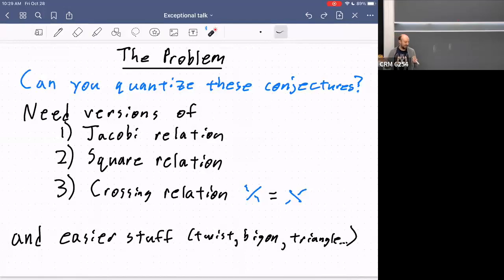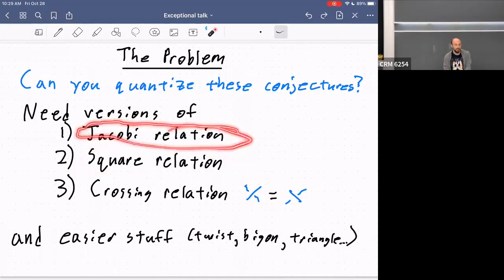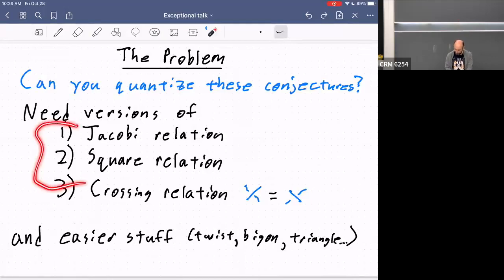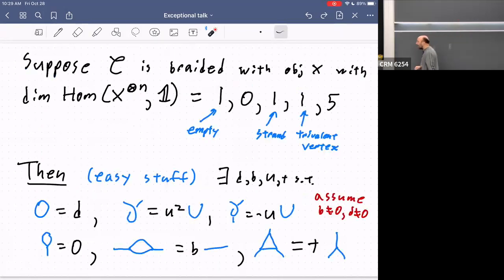No, that part's easy. The hard thing is how do I replace all of these relations? And I want to emphasize, you might think, oh, all I have to do is replace this Vogel square relation. But that's not true. I have to replace the Jacobi relation with something that looks like a Jacobi relation. And I have to replace the fact that crossings were symmetric with a relation that's as useful as crossings are symmetric. So before I had overcrossing is equal to undercrossing. Now I'm going to have some relation like that, possibly with lower order terms. So I need three relations like this, plus some easy stuff that won't be a big deal. Okay. How am I going to get that? Well, I'm going to prove a theorem.